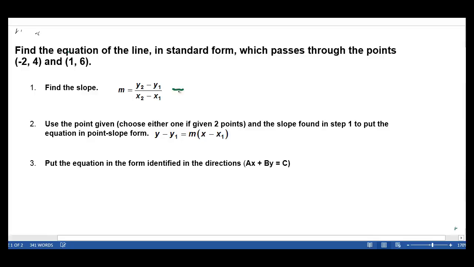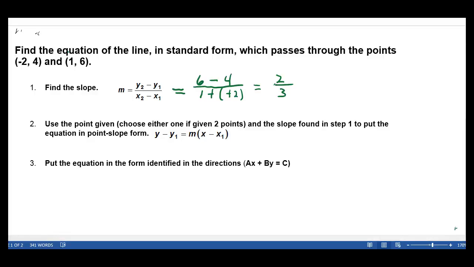So remember the slope formula, m equals y sub 2 minus y sub 1 over x sub 2 minus x sub 1. So y sub 2 is 6, so we have 6 minus y sub 1, which is 4, over x sub 2, which is 1, minus x sub 1, which is -2. So here we have a double negative, which will make this positive. So we have 6 minus 4, which is 2, over 1 plus 2, which is 3. So the slope for this problem is 2/3.